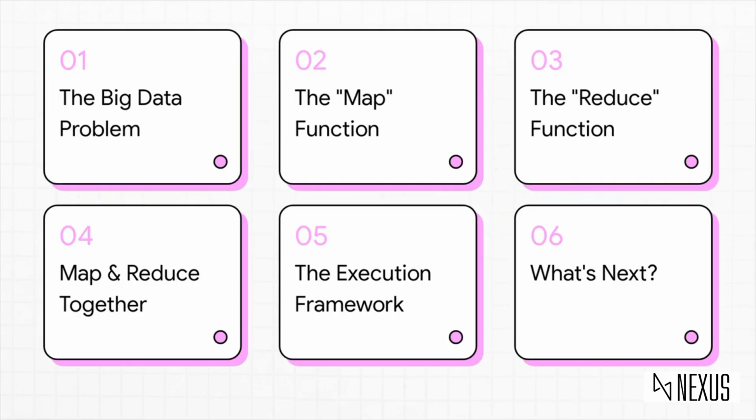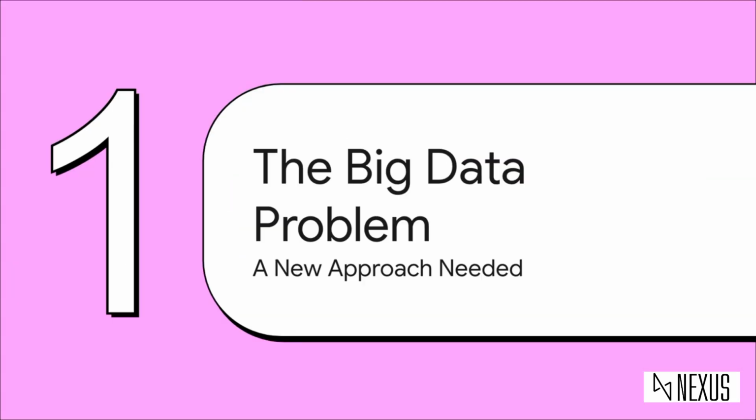So here's our game plan. First, we'll look at the problem that started this whole thing. Then we'll break down the two key functions, map and reduce. After that, we'll see how they work together, check out the framework that makes it all possible, and then tee up what's coming next. So, first things first, you gotta ask, why did we even need something like MapReduce?